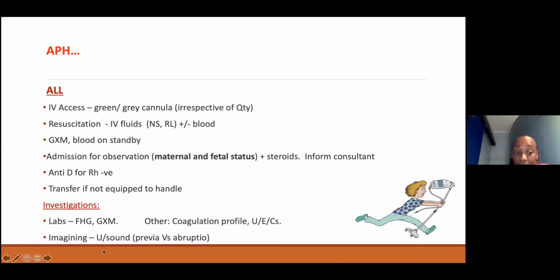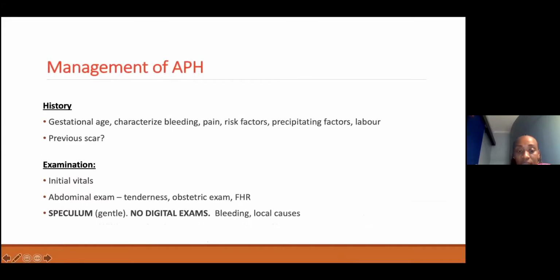So speculum exam is very key because you must be able to look at the bleeding. Is it from the os? And there could also be other local causes. So a gentle speculum exam is critical, and do not, and I repeat, do not do any digital exam in a patient who's bleeding, as tempting as that might be, okay?